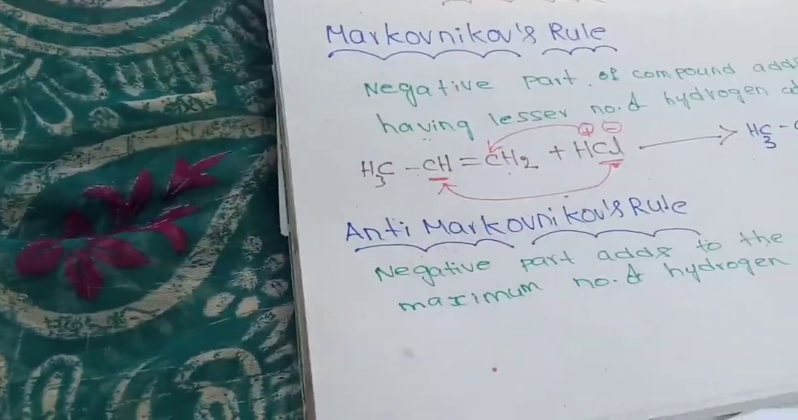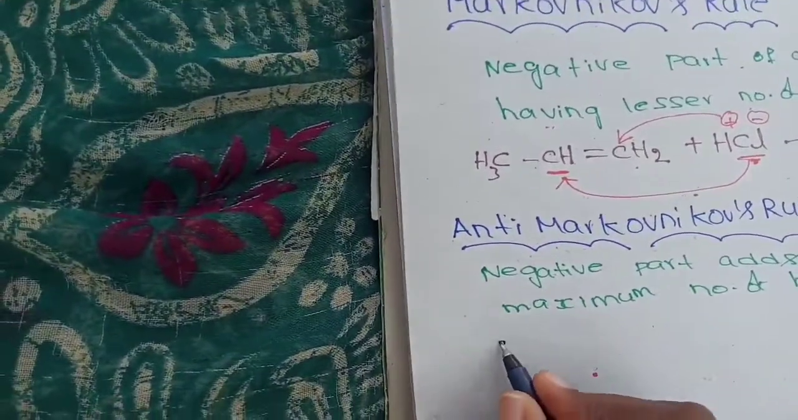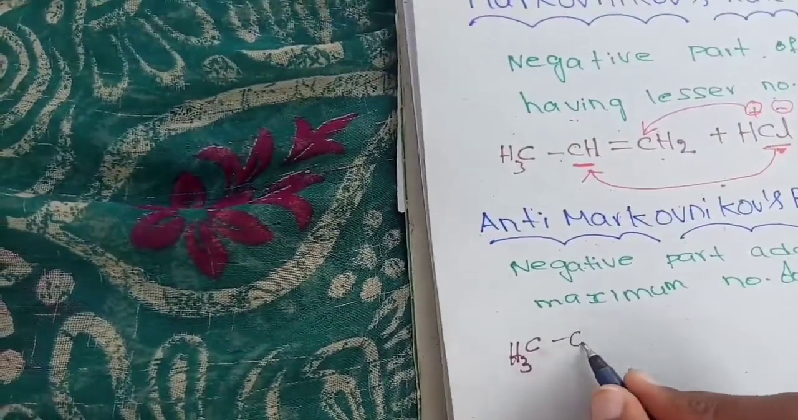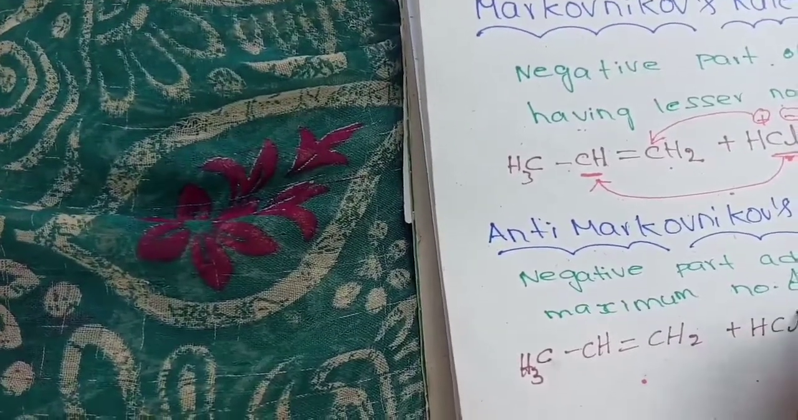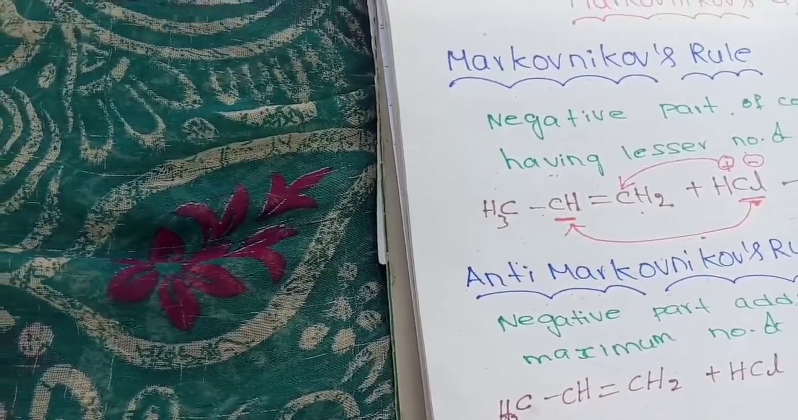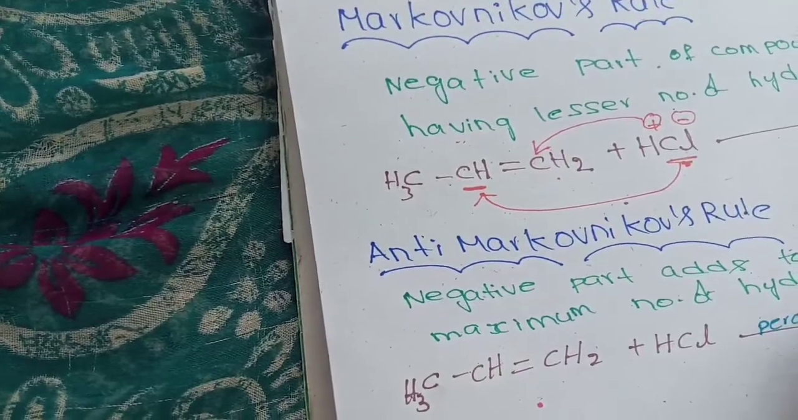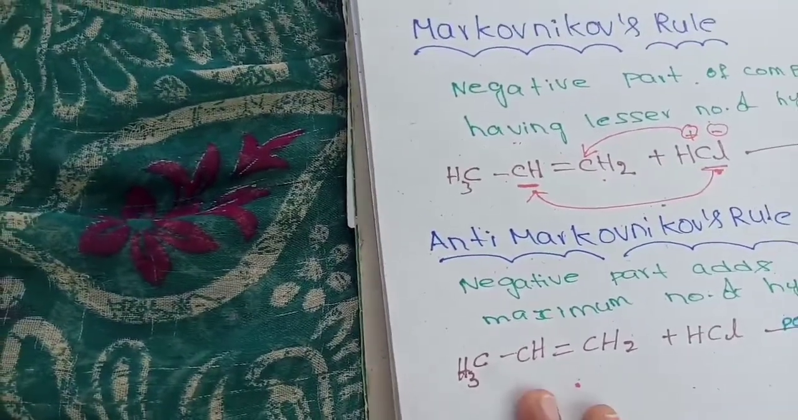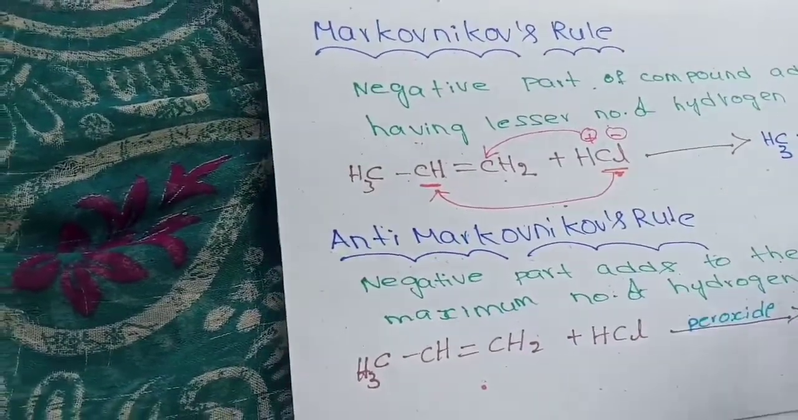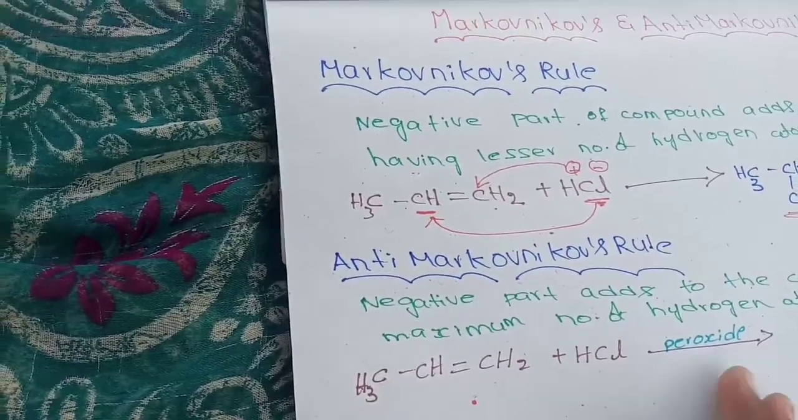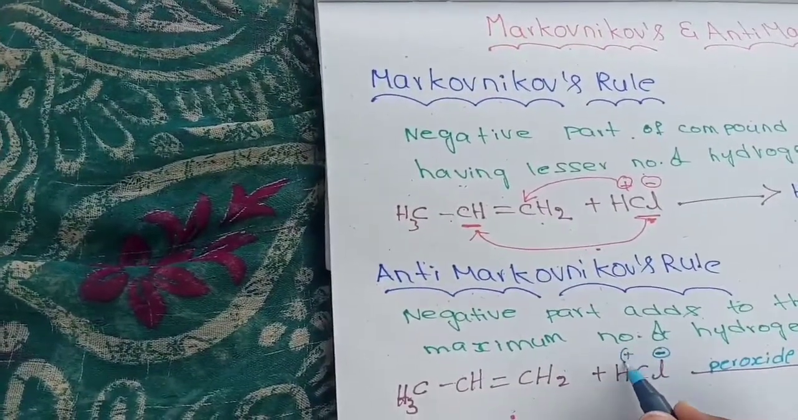Here, the same unsymmetrical alkene, I will take propene, CH3-CH=CH2. Here also I will add HCl, but in the presence of peroxide. Here the same unsymmetrical alkene is there, but it occurs in the presence of peroxide, so it will follow the anti-Markovnikov's rule. Here there is a negative part and a positive part.